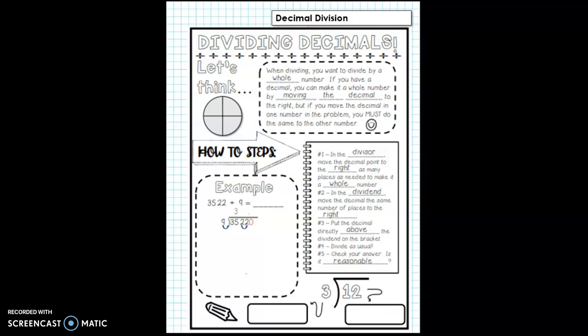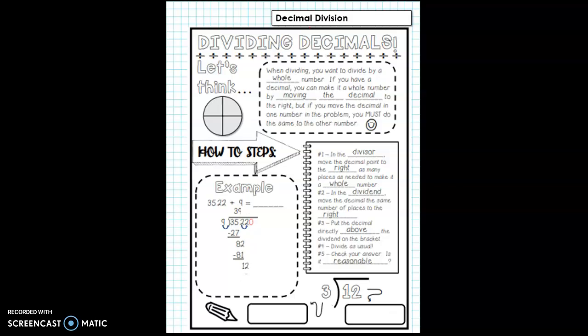9 goes into 35 3 times. Multiply. 9 times 3 is 27. Subtract and bring down. 35 minus 27 is 8, and we bring down the 2. Repeat our process. 9 divides into 82 9 times. 9 times 9 is 81. Subtract, we get a 1, and we bring down the next 2.